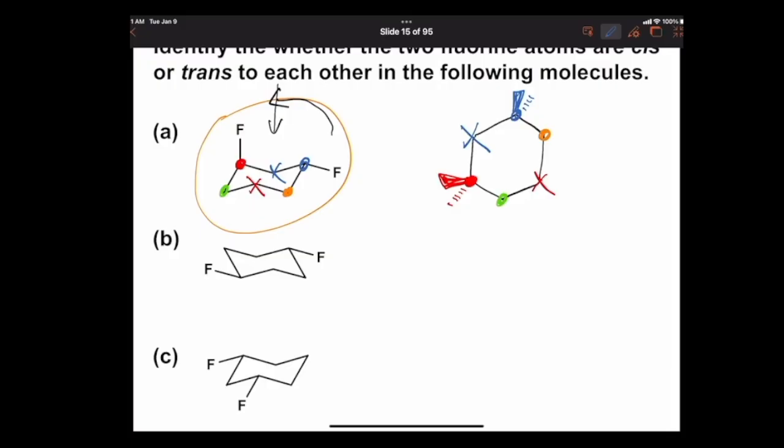So now that I've got those in, start on the red. If I'm looking down on that center, fluorine is coming straight up towards me. Should that be a wedge or dash from that perspective?